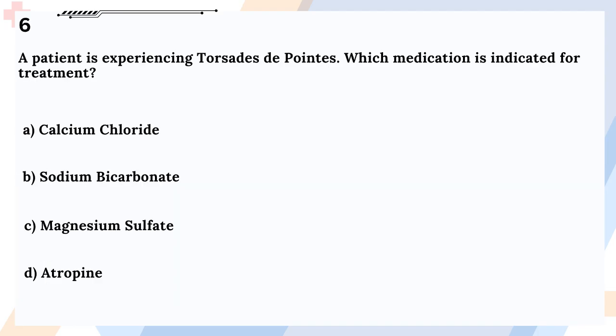Question 6. A patient is experiencing torsades de pointes. Which medication is indicated for treatment? A. Calcium chloride. B. Sodium bicarbonate. C. Magnesium sulfate. D. Atropine.